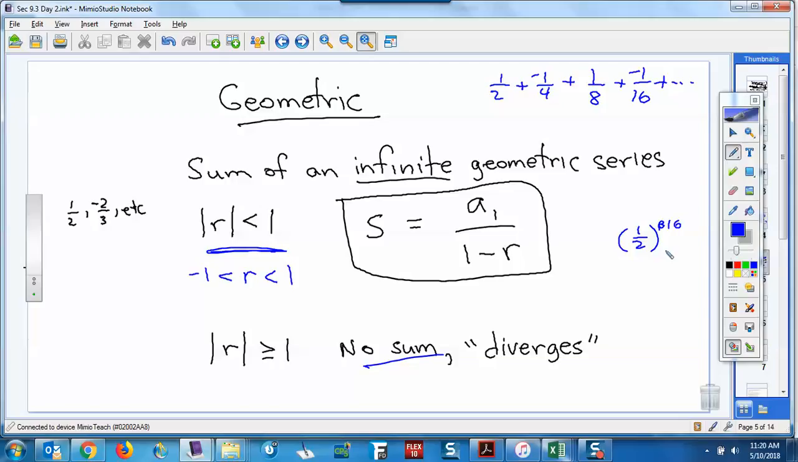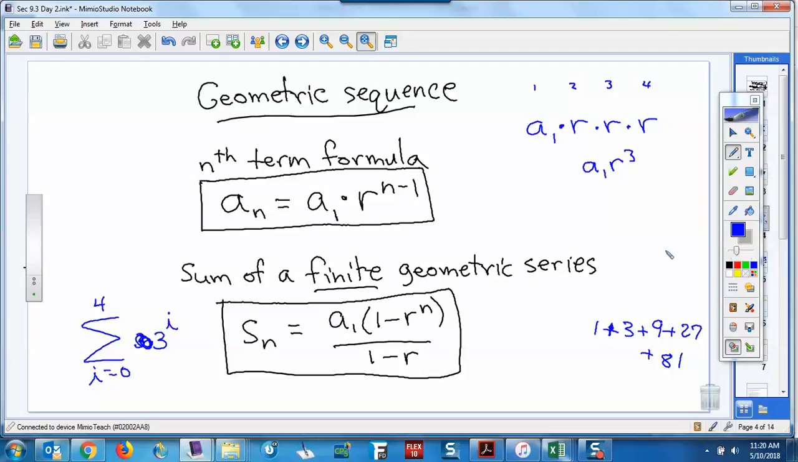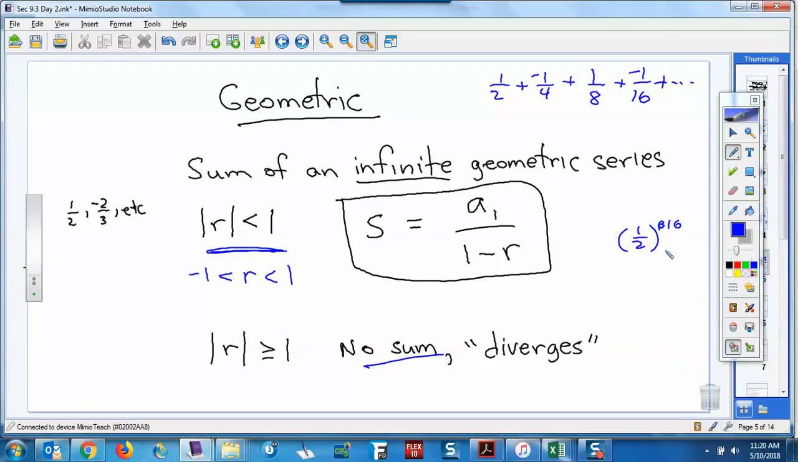And so that's why this formula is what it is. Okay? But it doesn't work if R is bigger than 1. Because if R is bigger than 1 and you raise it to a big power, that gets really, really big. And then this is just going to get bigger and bigger and bigger. Okay? All right. So, simple little formula. All you need to know is the first term and the ratio. That's all you need. And that will tell you the sum.